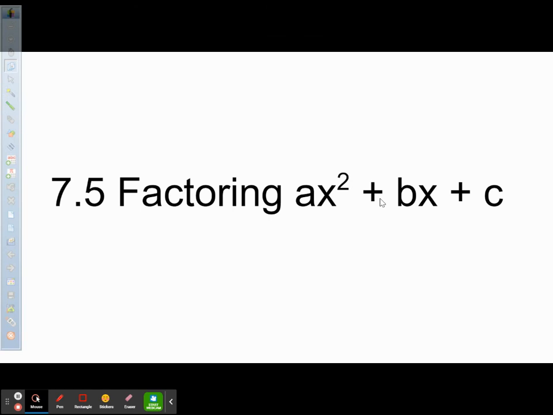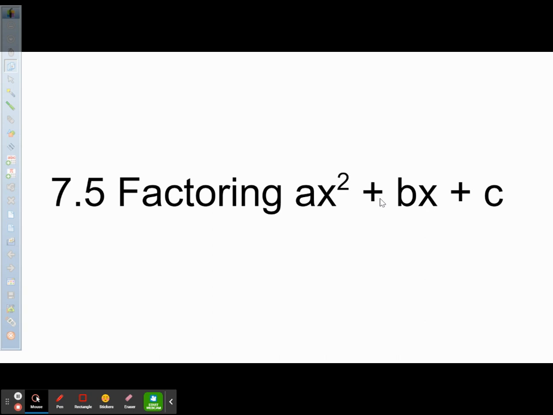bx plus c. And we're going to do the same thing at 7.5, except it's going to be ax squared plus bx plus c. So all of our trinomials have had a be 1. Like this has been 1 every single time. Today, this is no longer going to be 1. There's going to be a number in front of your x squared.